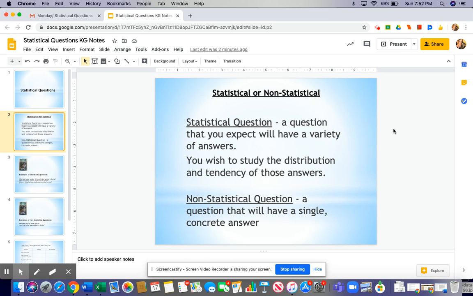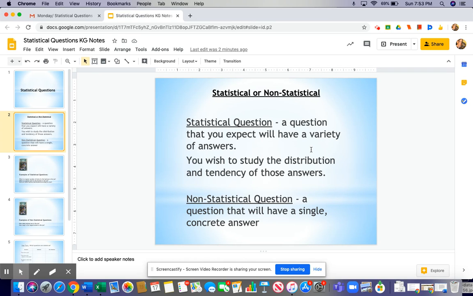So, statistical or non-statistical? What is a statistical question? That is a question that you expect will have a variety of answers. So you're going to have multiple answers when you're asking a statistical question. You wish to study the distribution and tendency of those answers. So what does that mean?